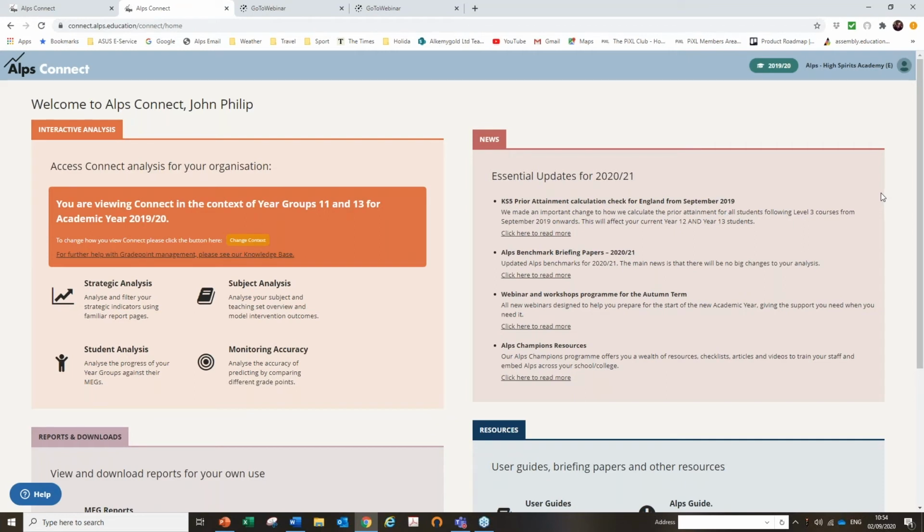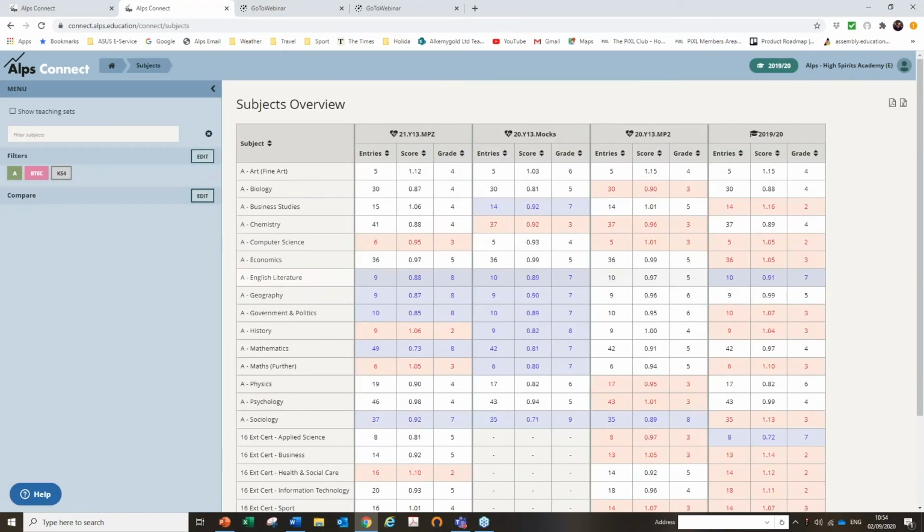Now here, I'm going to, in the main, do different stuff for obvious reasons. No point showing you the same things that work best in terms of in-year analysis. And I'm going back to subject analysis to begin with, and then going to go to monitoring accuracy to show you how these two work most effectively when looking back from results over the course of the year.